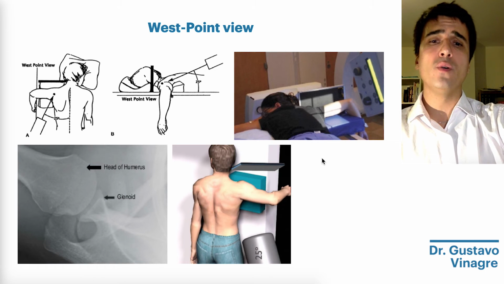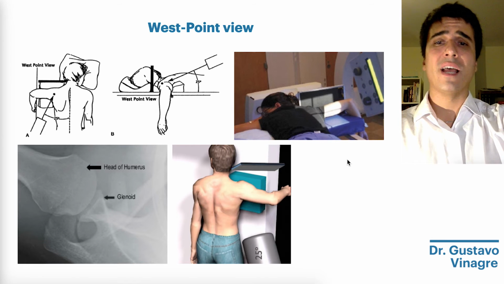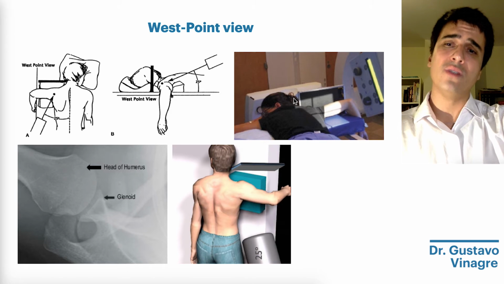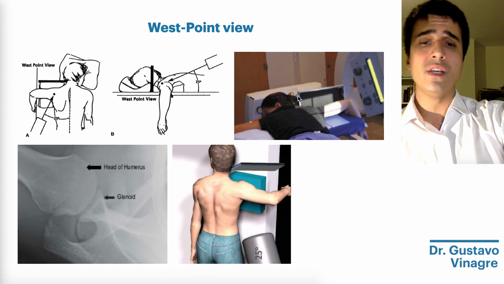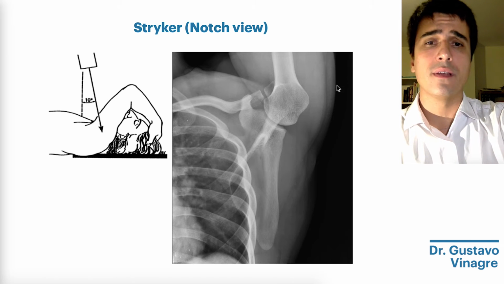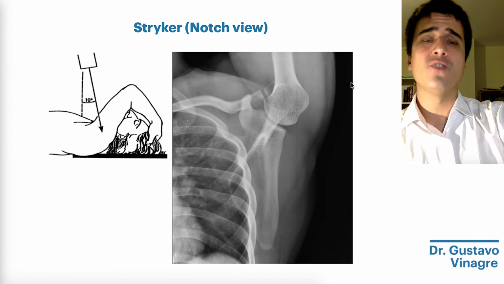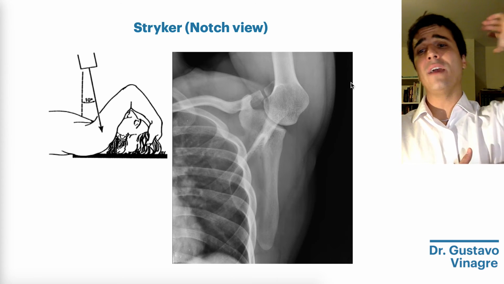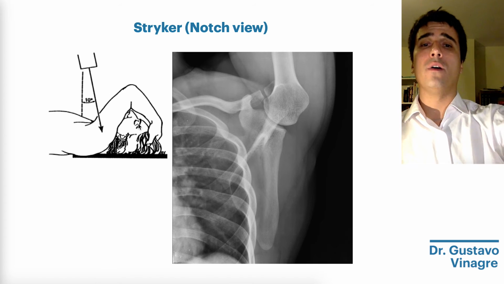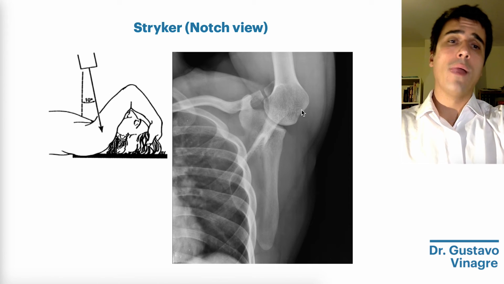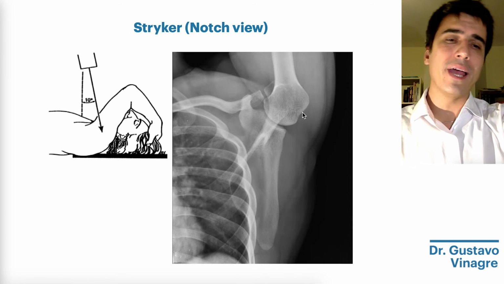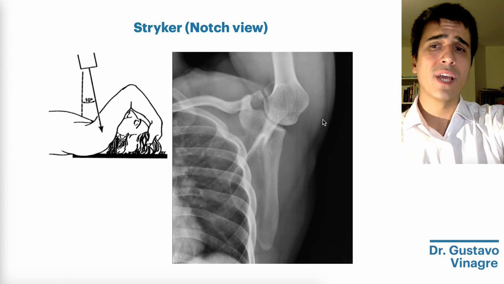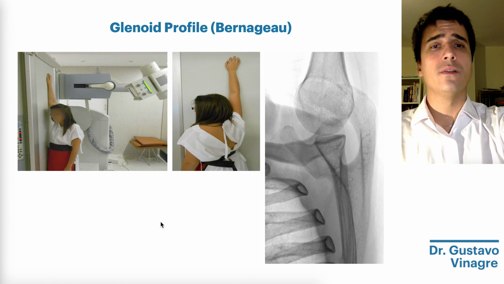The West Point view, here the patient lies in the prone position, so you can see all the glenoid. So it's very useful to see some Bankart lesions too in chronic instability. The Stryker notch view is a view where the patient is lying down, and you have to ask him to internally rotate his shoulder. So as you can see here, you see the back part of the humeral head, so you can see the Hill-Sachs lesion, as well as in the axial view.